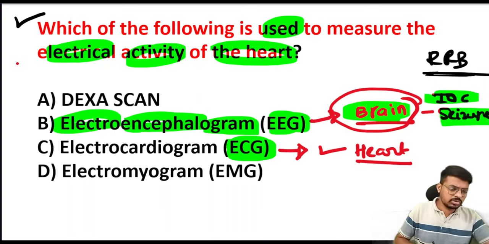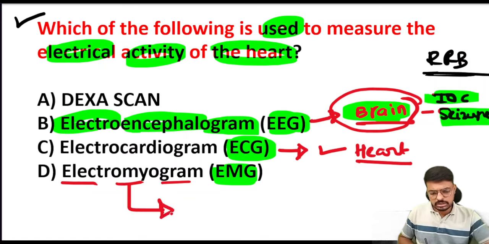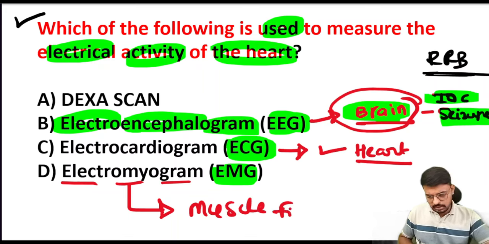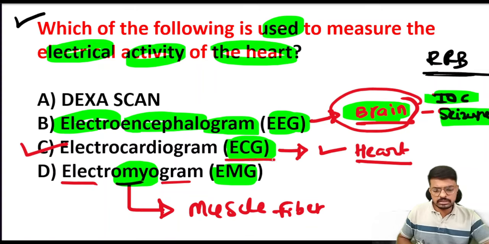Very, very important. Then I will come to option D, that is EMG, electromyography or electromyogram. In this one, we are checking the electrical activity of the muscle fibers. Electrical conducting activity of the muscle fibers that we are checking is the myogram. Very, very important for you all, and the correct answer for this question is option C, electrocardiogram. ECG is where we are checking the electrical activity of the heart.